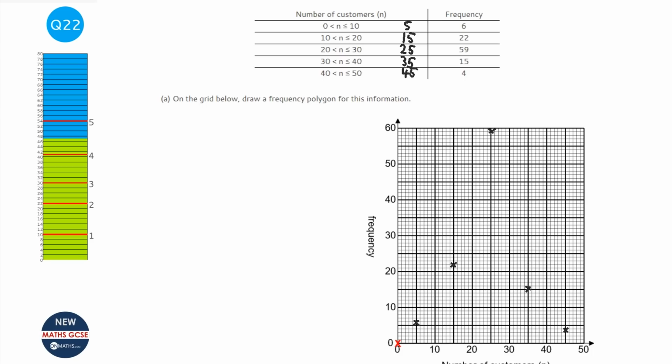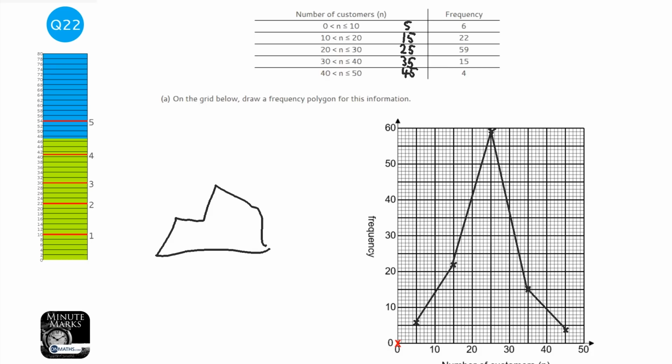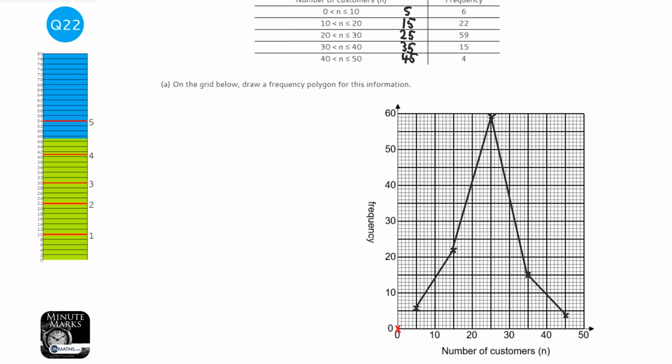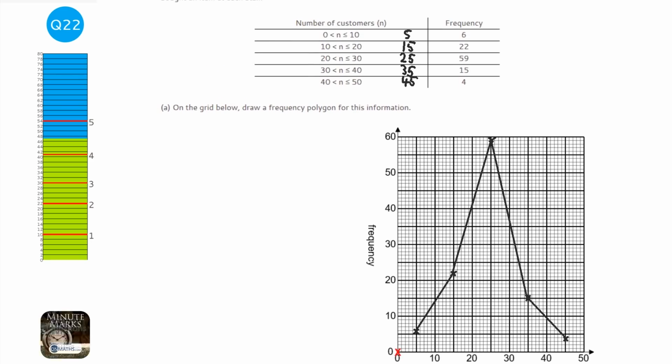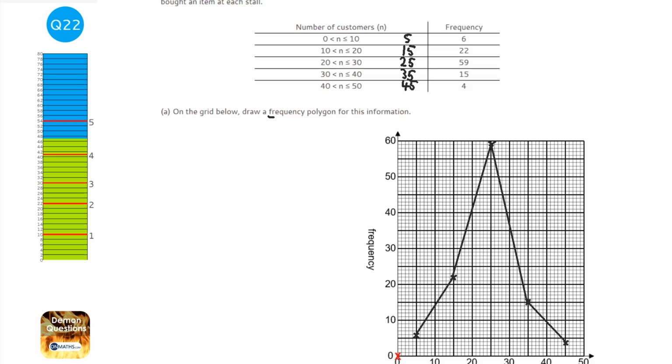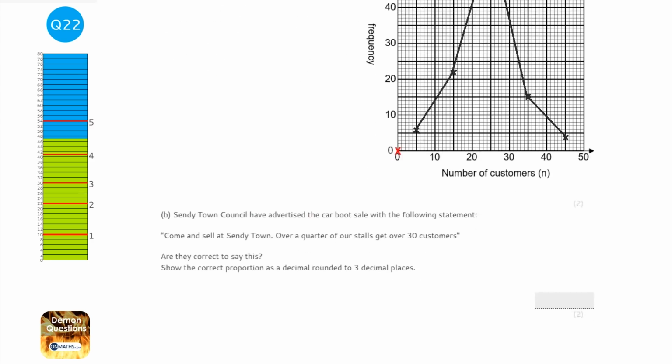We're only halfway done because what we need to do is join these up with straight lines, so no curves needed. And when you join them up with straight lines, do not ever join up the last 2 points. You're not actually trying to make a polygon, okay? So don't ever draw this line here, okay? That's not a good thing to do, so make sure you don't do that. Okay, and that's it. So midpoints, crosses, and then join them up with straight lines if you're asked for a frequency polygon.